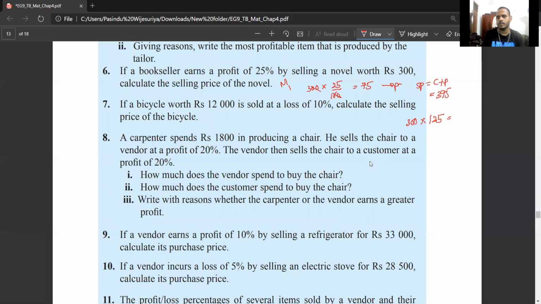So in this context, if you don't consider zeros, it still comes as 375 when you multiply. It's the same answer, because when you say this, it actually means 300 into 25% plus 300 into 100%. So when you cut these hundreds, it's again 300.